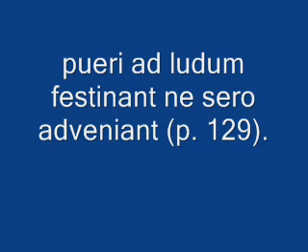Now let's skip down to number 6 so that we get a negative, one with may. Pueri ad ludum festinant. Again, look at that, a regular verb, festinare, first conjugation, I have an A. I don't have a subjunctive here. The boys are hurrying to school. What's the rest of the sentence? Ne sero adveniant.